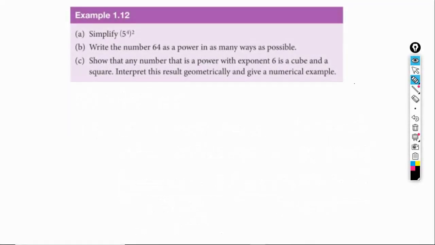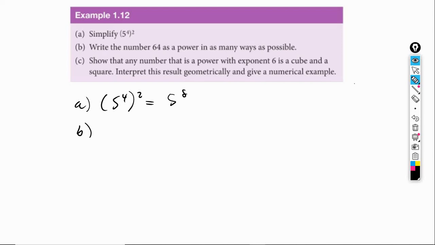Okay, so next in the video is example 1.12, and part A says simplify 5 to the 4 squared. So recall that the rule here is to multiply the exponents, right? So this would be the same as 5 to the 8. Part B says write the number 64 as a power in as many ways as possible.